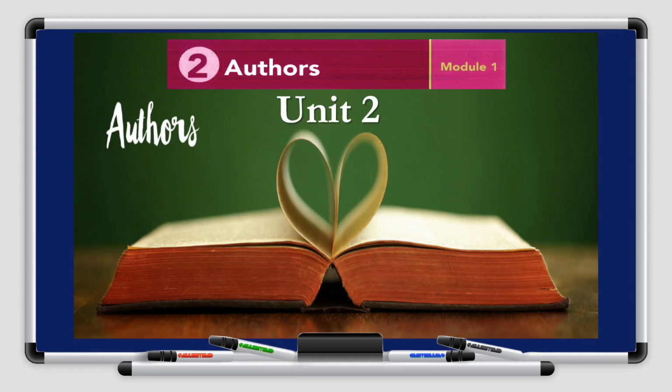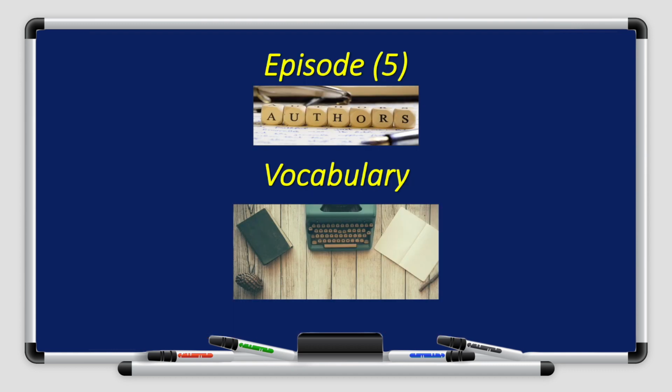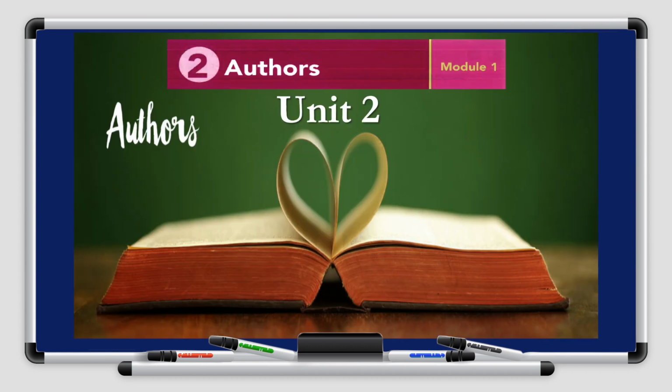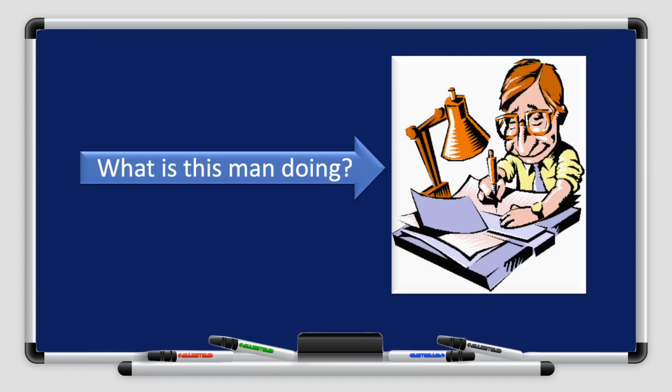Welcome to a new episode of Target English Grade 9, Module 1, Unit 2. The title of this unit is Authors. Before getting into more details about the vocabulary related to this unit, we are going to stop and observe the title itself, Authors. First of all, please can you look at the picture with me?